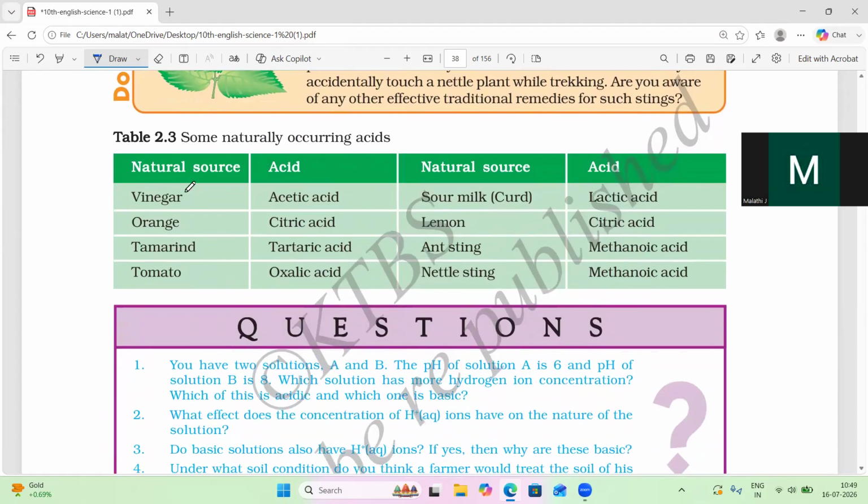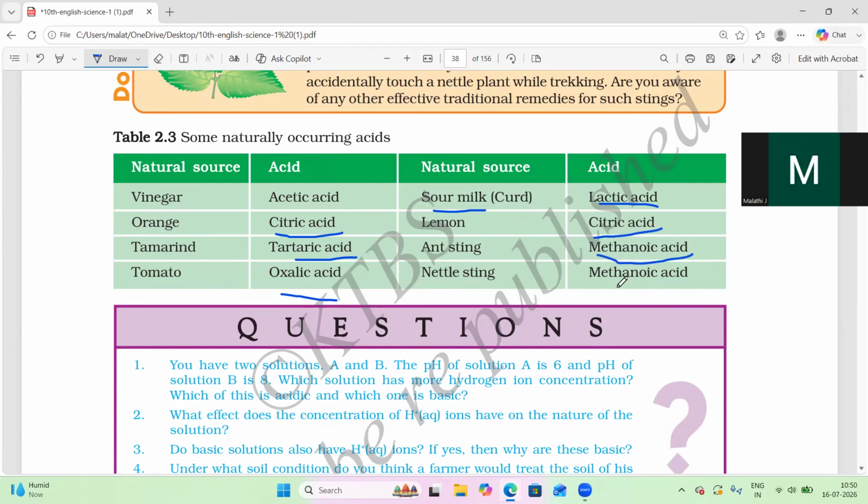Here are some examples we can see. They may ask about vinegar: the acid it contains is acetic acid. The natural source of this is sour milk, or curd. Curd contains lactic acid. Orange, which we know has vitamin C, contains citric acid. Lemon also contains citric acid. Tamarind contains tartaric acid. Tomato contains oxalic acid.